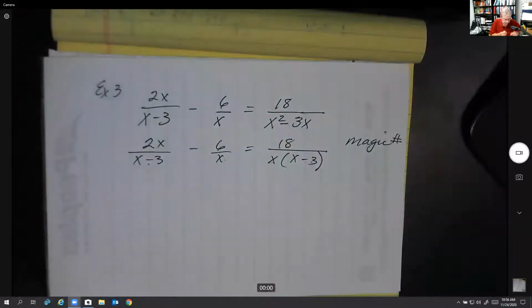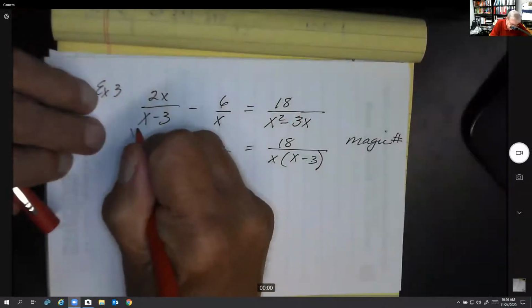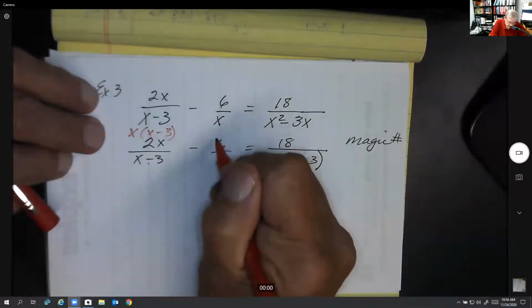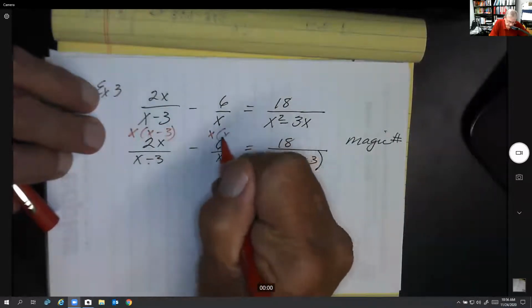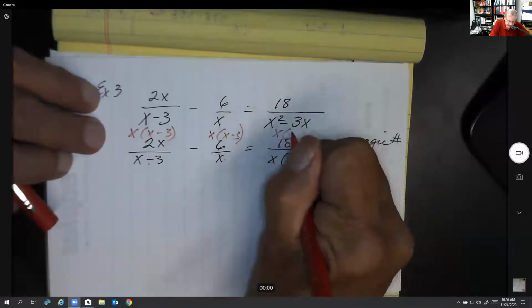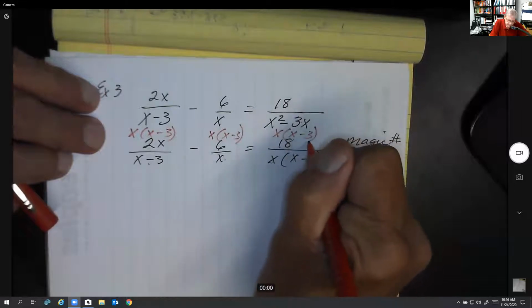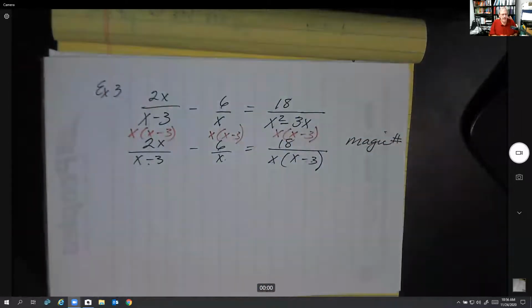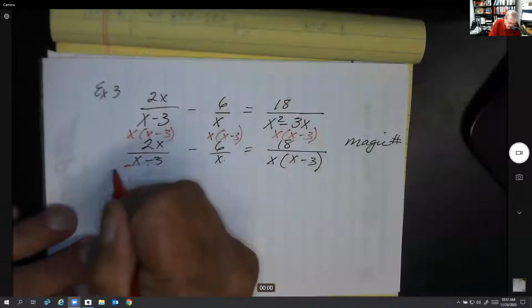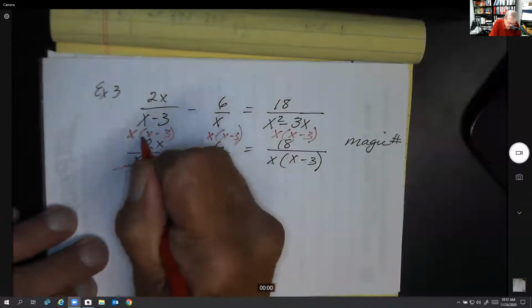I'm going to do that in ink here. X minus 3. X minus 3. Almost out of ink here. X minus 3. So the object is, I'm writing this over each term so that certain things are going to cancel. Like here, I'm going to cancel out the x minus 3 with the x minus 3.